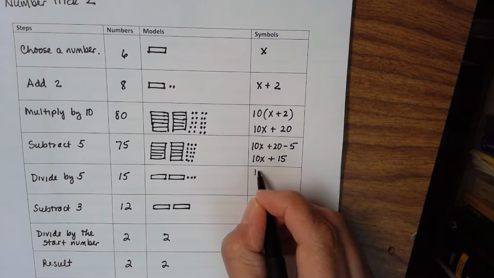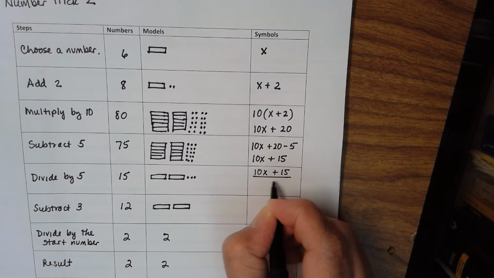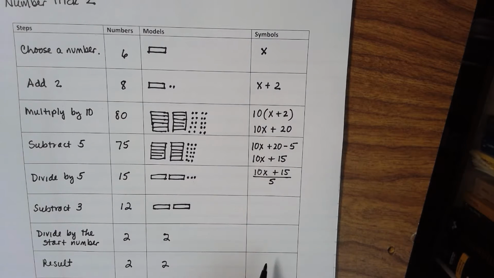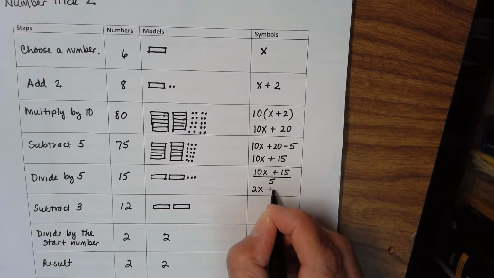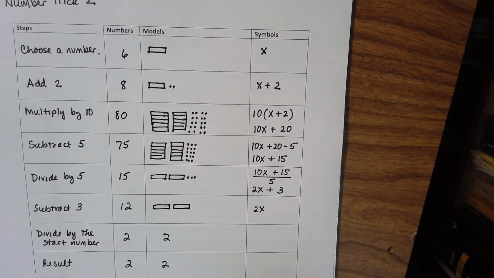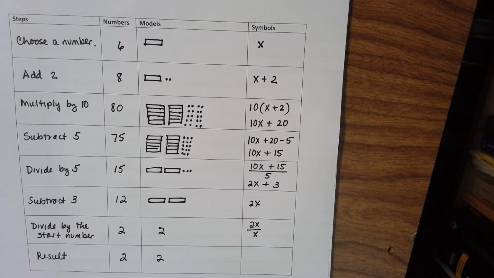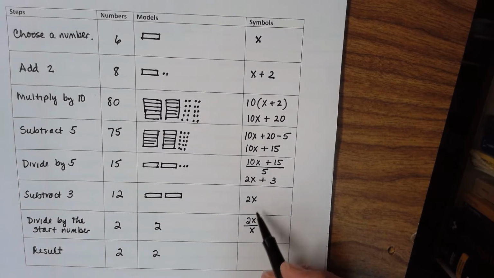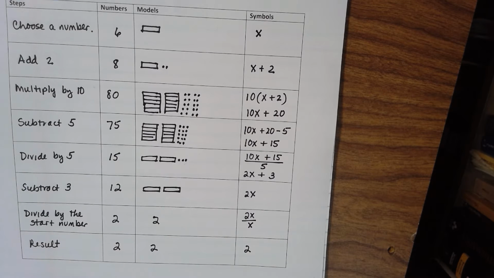Then I divide by 5, and as before, I can see that it's important that I divide both terms by 5. So that gives me this result. Then I subtract 3, leaving me just 2x. And now, when I write algebraically this step, 2x divided by x, I can see that the x's are going to cancel out, or I could divide by x on both the numerator and denominator, and I'm going to get 2. So we've shown how the algebraic steps show more efficiently the same generalization that the models showed here.